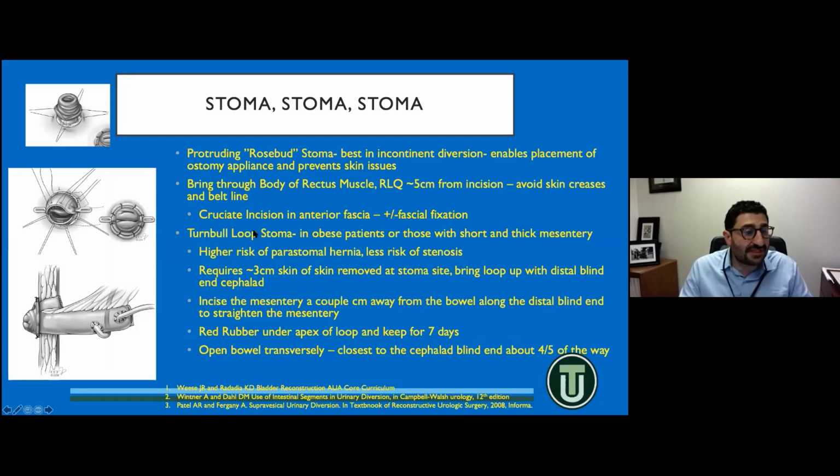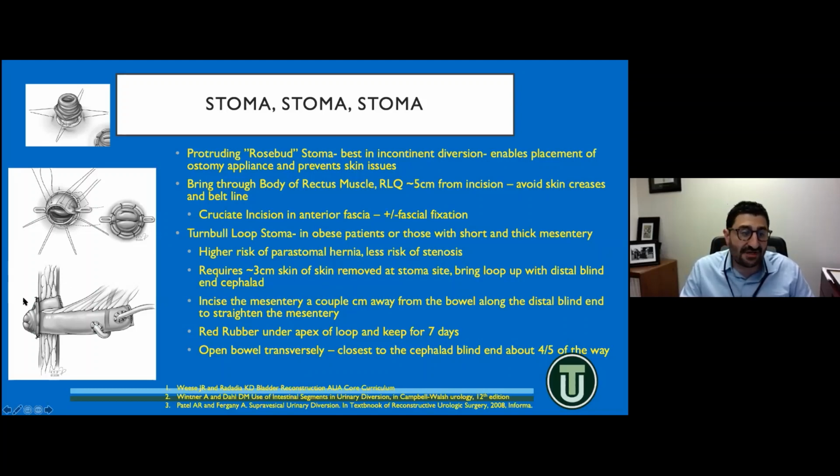A Turnbull stoma may be used in obese patients with short, thick mesenteries. There's a high rate of peristomal hernia, but less risk of stenosis. It requires a larger segment of skin to be removed, and you bring up the distal blind end cephalad, and this is where you can incise the mesentery a couple centimeters away from the bowel. You can see my pointer here. You want to remove some of this mesentery so that the mesentery continues to be straight, and this piece of bowel will actually survive. You want to put a red rubber underneath, which is here, or some sort of device to keep the loop up, and only keep that in for 7 days.